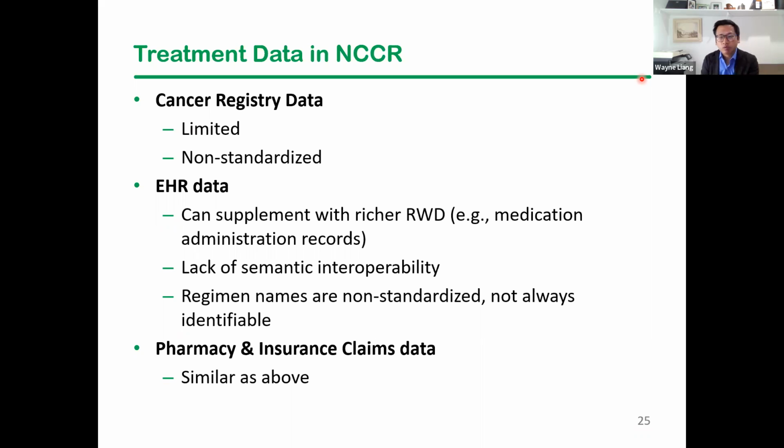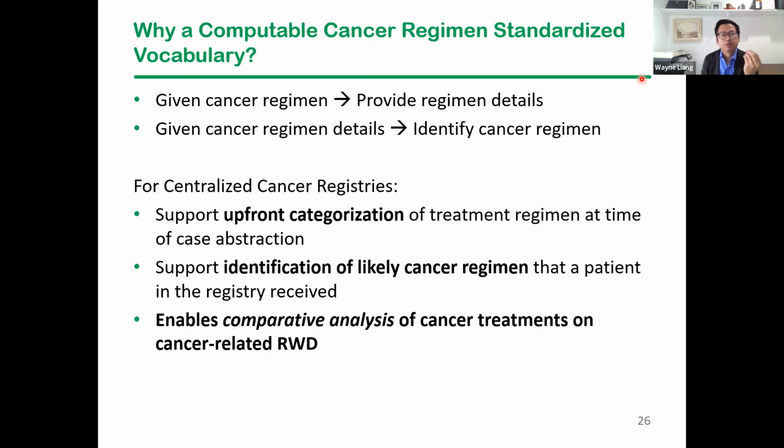So that is the reason why we're working on developing a computable cancer regimen standardized vocabulary. The vision, to simplify it, is that if you're given a cancer regimen, you can provide cancer regimen details. And vice versa, if you're providing cancer regimen details, you can identify with some level of certainty, there's going to be some probability there, the cancer regimen that was received. You can imagine if a case says they received ABVE-PC, I can at least identify the drugs that they got. And if I have a patient who received these drugs, I might be able to match them using various different methods with a regimen that contains those ingredients.